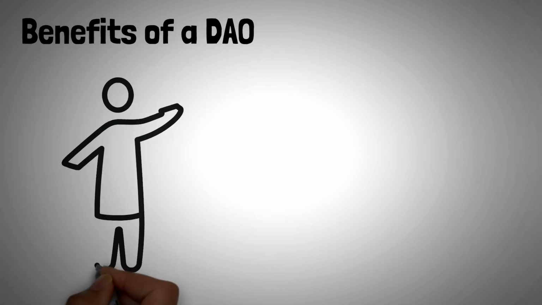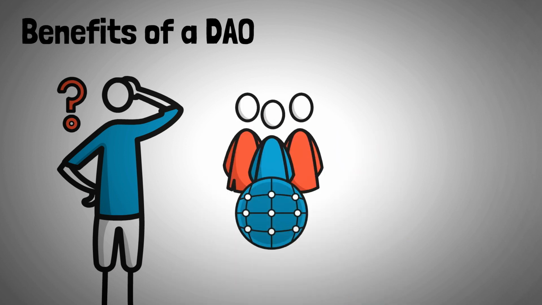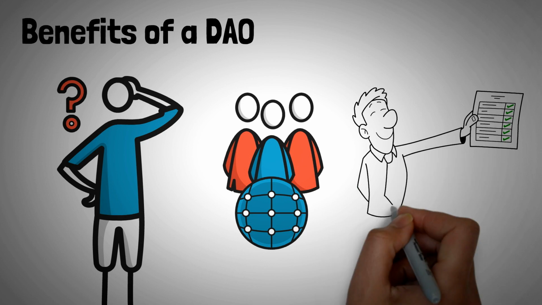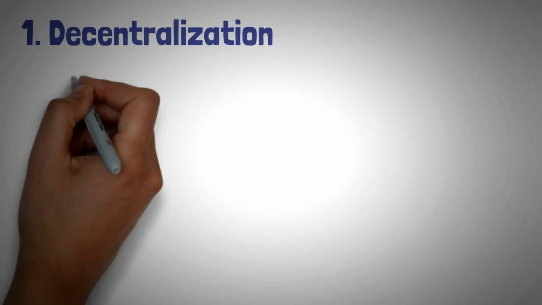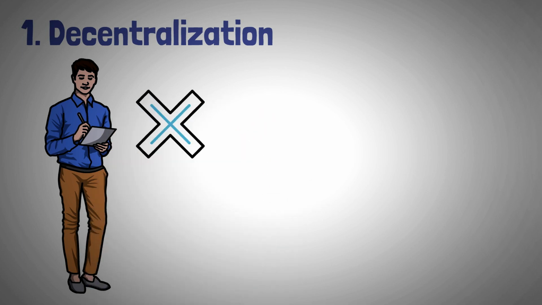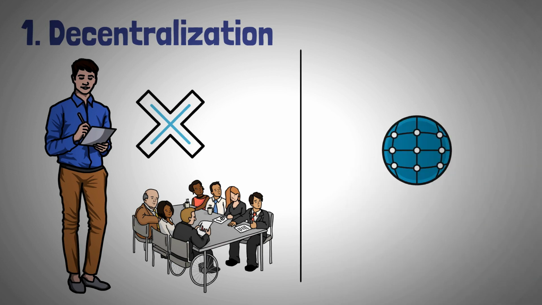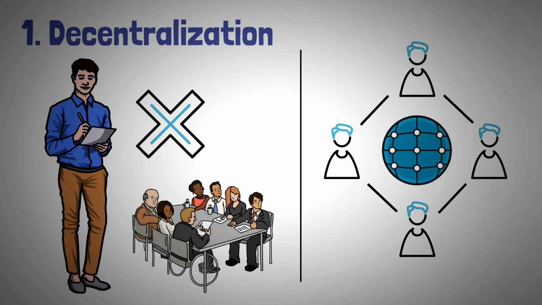So why would an entity or collective group of individuals want to pursue a DAO structure? Here are some of the benefits of forming a DAO. Decentralization. Instead of relying on the actions of one individual, say a CEO, or a small collection of individuals, say a board of directors, a DAO can decentralize authority across a much larger range of users.